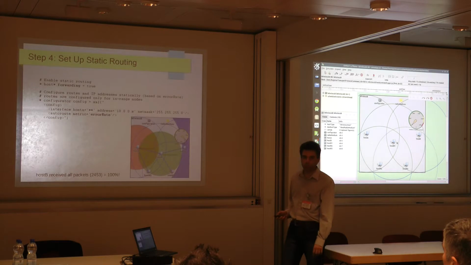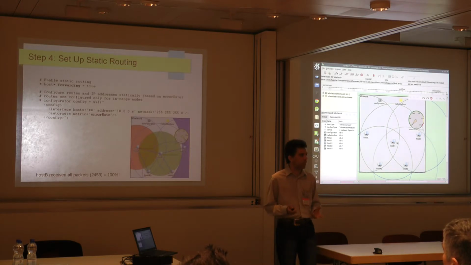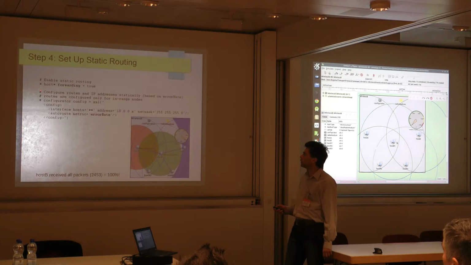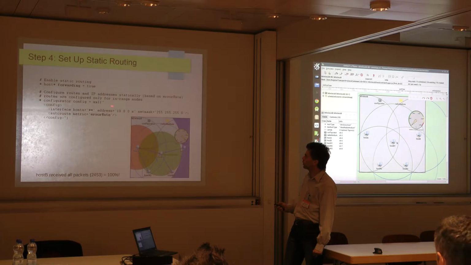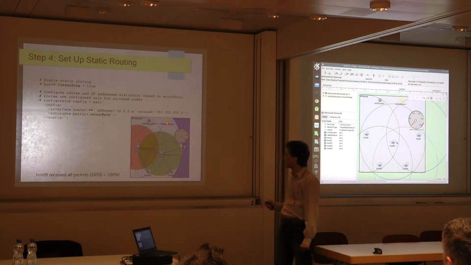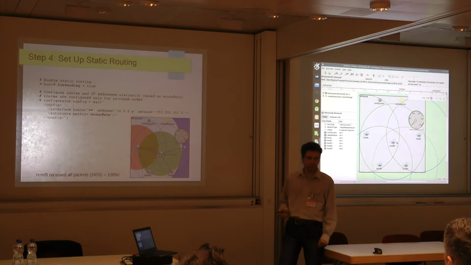So what we have to do next is set up some static routing, and it's pretty easy. The normal way is where we just turn on forwarding in our hosts. It's a little bit trickier: we instruct the configurator itself that all hosts should be given an address on a 10.0.0 subnet with this netmask, and the routing metric should be error rate.